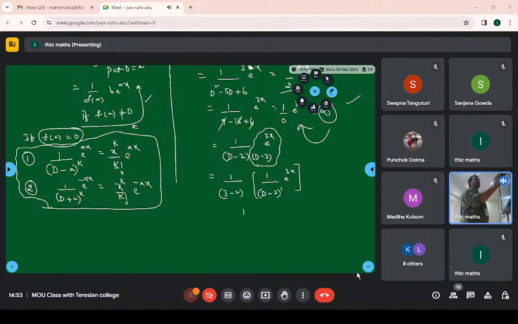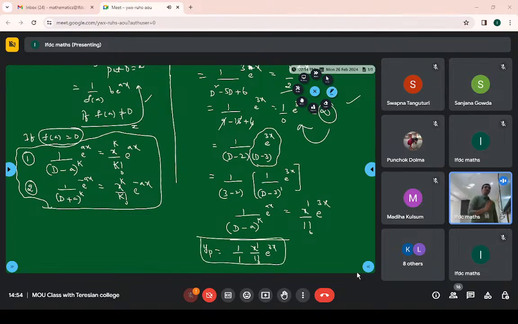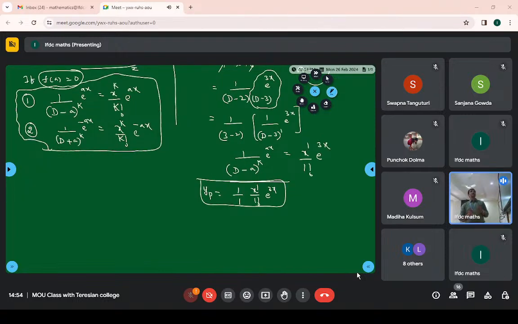Which formula does this look like? 1 by (d minus a) whole power k into e power ax. What is the k value? 1. The standard formula, what I told you: x power 1 by 1 factorial into e power ax, that is nothing but e power 3x. So what is my answer? 1 by (3 minus 2) into x power 1 by 1 factorial into e power 3x is your complete required yp answer for this. Is it clear? So this is also one of the ways to solve the equation when the case is failure.